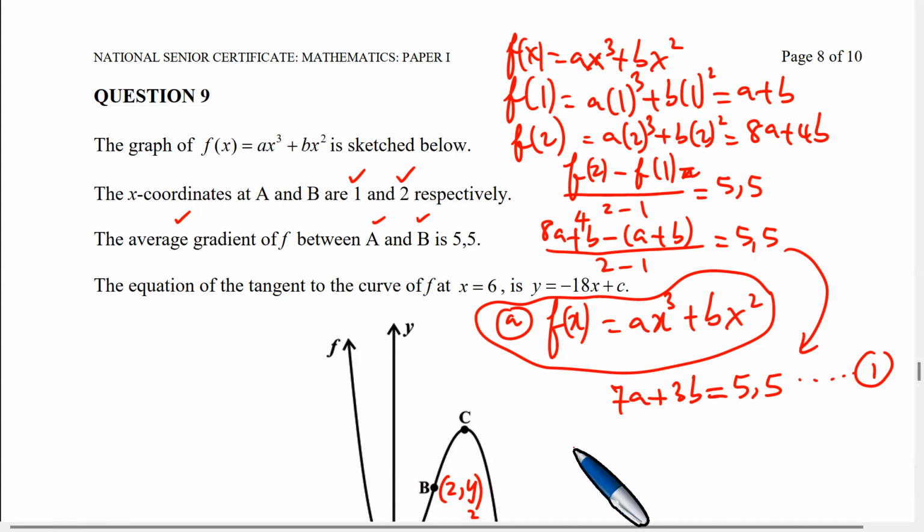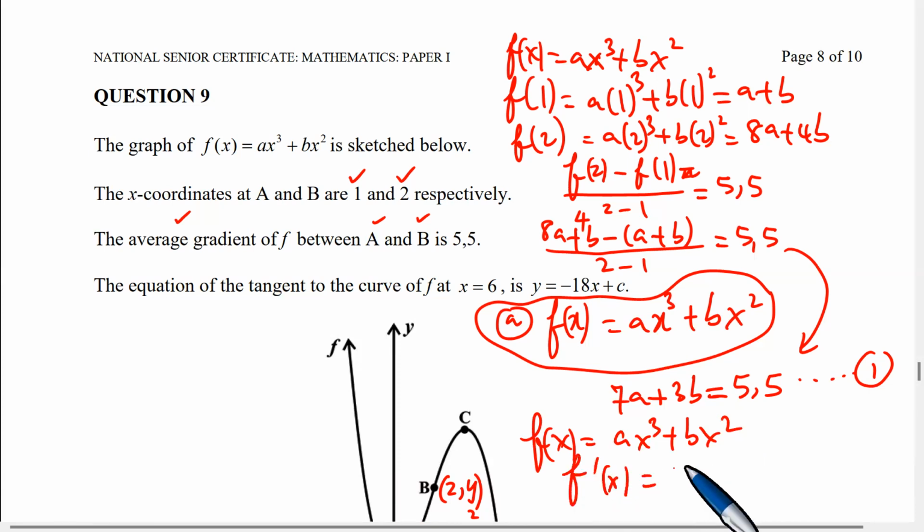So now we have the following. What is the equation of the function? The defining equation is f of x, which is ax cubed plus bx squared. So the derivative is 3ax squared plus twice bx. Okay, this is exactly the equation.